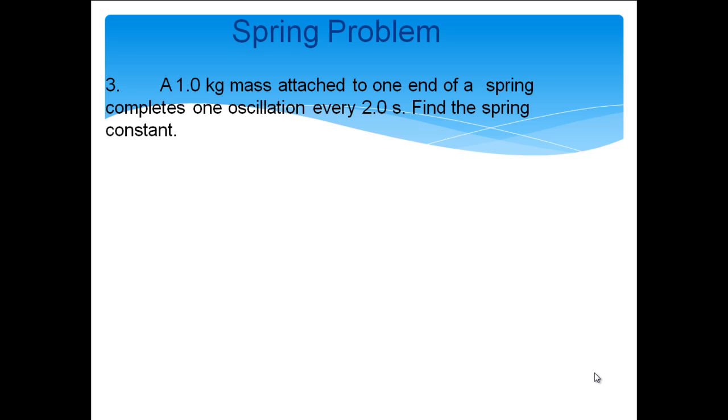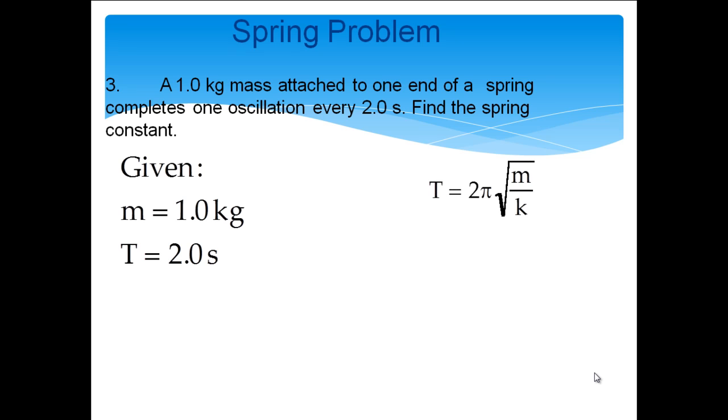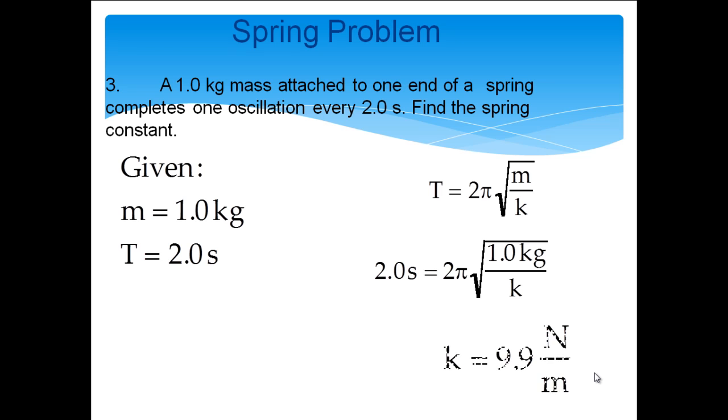And using a spring, a 1 kilogram mass attached to one end of a spring completes 1 oscillation every 2 seconds. Find the spring constant. We're given the mass of 1 kilogram. We are given the period, which is 2 seconds. This time we're trying to find K, so we have to solve our equation now for K. So we plug in our knowns, rearrange it to solve for K, and you get a K of 9.9 newtons per meter.